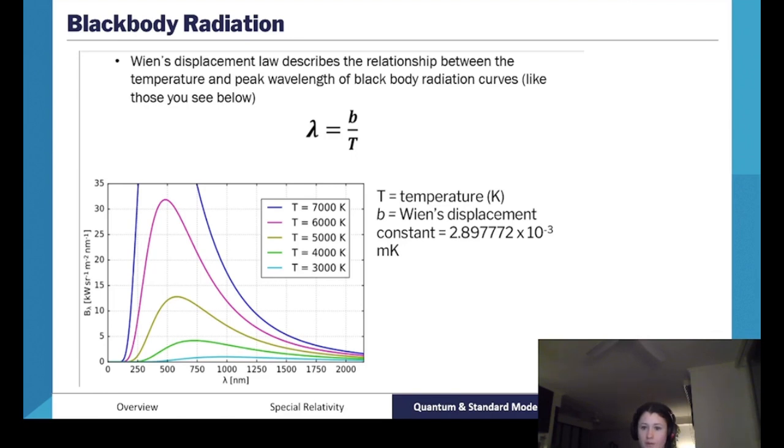Alright. We also have Wien's displacement law, and this describes the relationship between the temperature and the peak wavelength of black body radiation curves. This is given by the wavelength is equal to b, Wien's displacement constant, over the temperature in kelvins. Make sure that you remember that this temperature is in kelvins. It's really easy to be given a temperature in degrees Celsius and then forget to change it around.